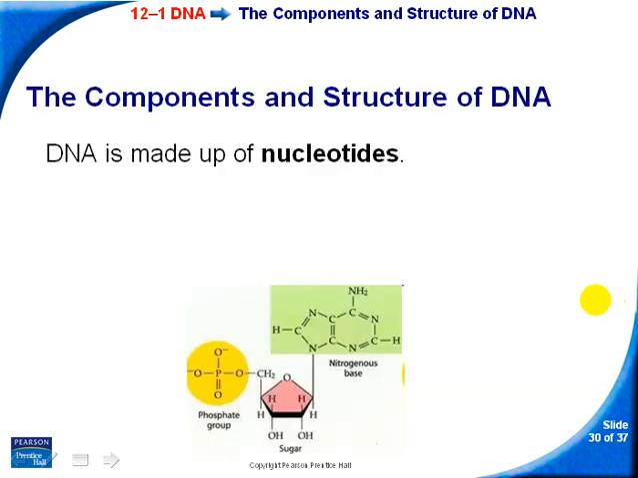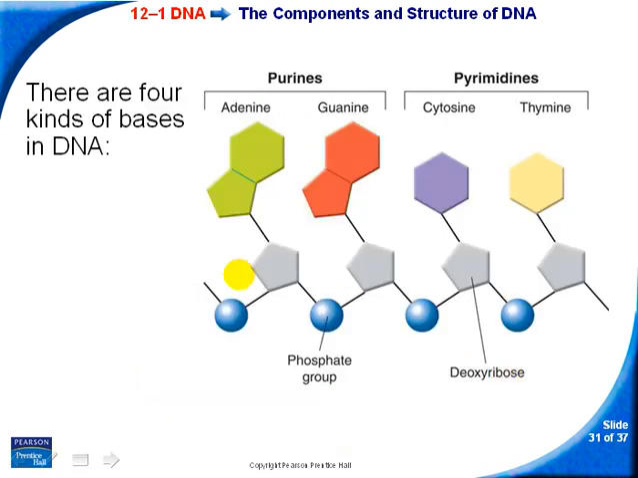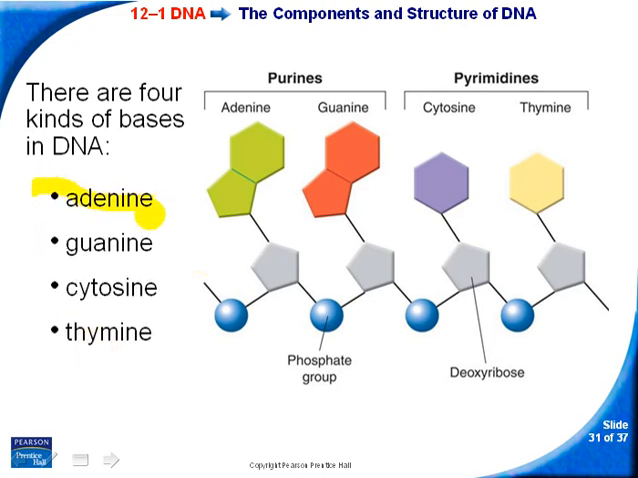DNA is made up of nucleotides, which we've talked about before in the chemistry chapter. It has a monomer of a 5-carbon sugar. For DNA, it's deoxyribose, a phosphate group right here, and then a nitrogenous base. And this is where the information is stored, in the nitrogenous base. And there are 4 kinds of nitrogenous bases in DNA: adenine, guanine, cytosine, and thymine. And you should know all these.